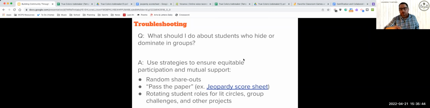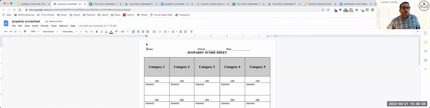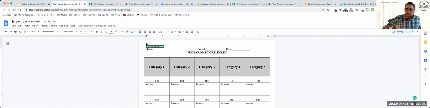So I'll go, like, group 3, number one student, what's the answer? And then the group knows that that person should know it because they've discussed it in their group, and everybody is able to answer that question. Pass the paper is a similar type of idea, where, if they're doing something in writing, you have a piece of paper to pass around.